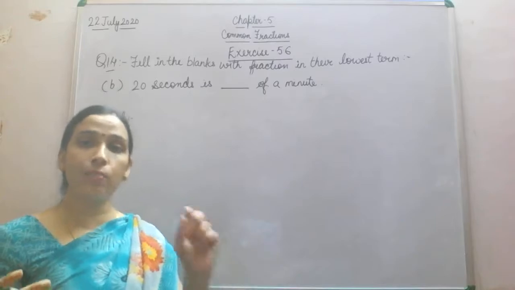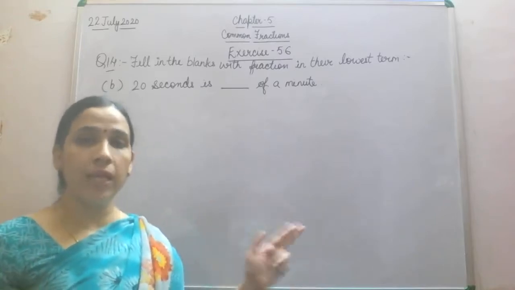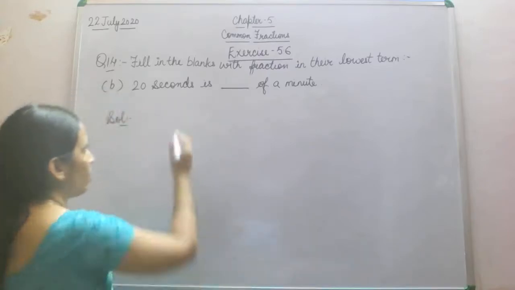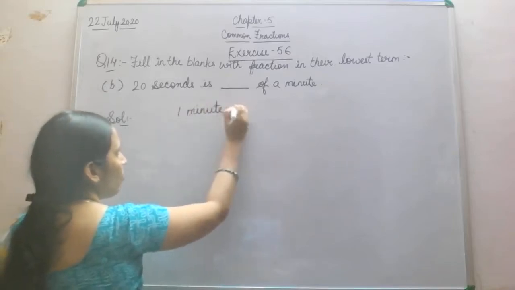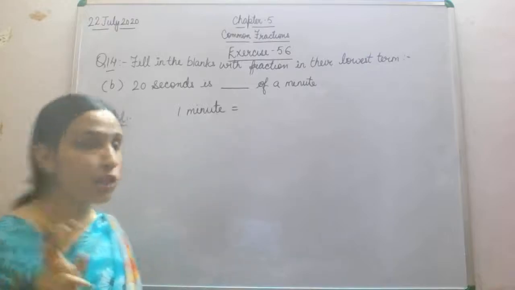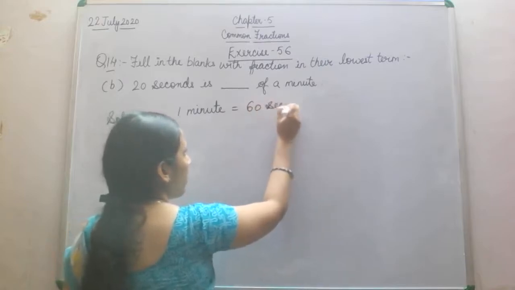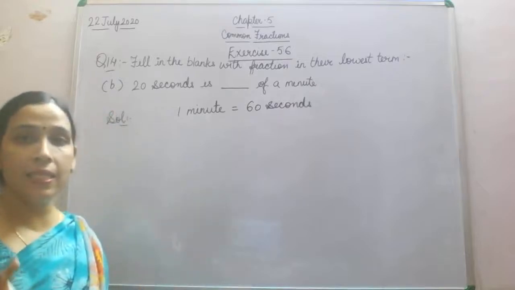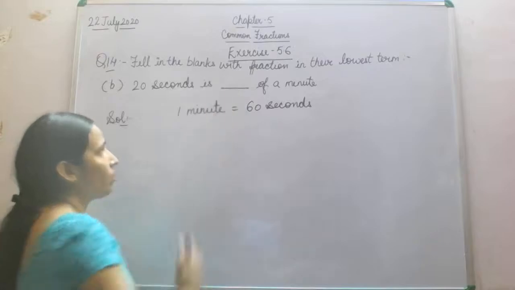Because second is the smallest unit of time, and after seconds we have minute and then hour, and then that's all. So here we'll write the relation between these two, because this relation only will help you to find out the fraction. Now 1 minute is equal to 60 seconds. Now what is given to you? 20 seconds is dash of a minute.